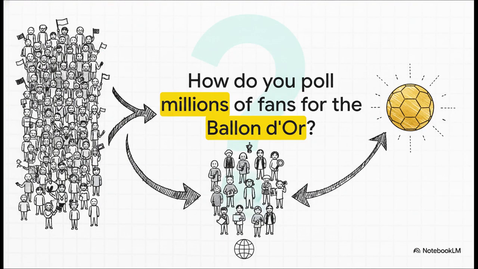So before we look at how we sample, we really have to establish the massive, real-world logistical nightmare that sampling actually solves. I mean, think about it. How do you pull millions of fans to award the Ballon d'Or to the world's best football player? Asking literally every single football fan on Earth to vote is, well, it's impossible. It would take years and cost billions of dollars. And that massive hurdle right there is exactly why we need a representative sample.